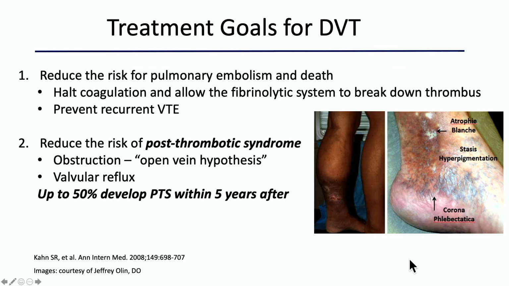So I think it's helpful to think about our treatment goals as a big picture. And really there's two, right? There's reducing the risk for pulmonary embolism and death. And then second, hopefully reducing the risk of post-thrombotic syndrome, which is not small. Up to 50% of patients will have post-thrombotic syndrome at 5 years of follow-up. And we can recognize that with the patient in front of us in the room with chronic venous changes.